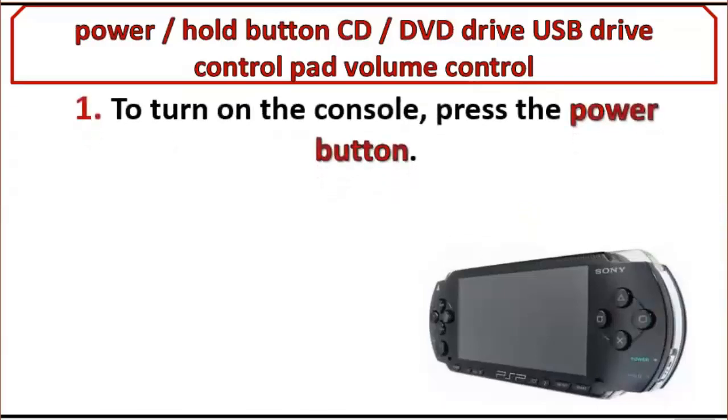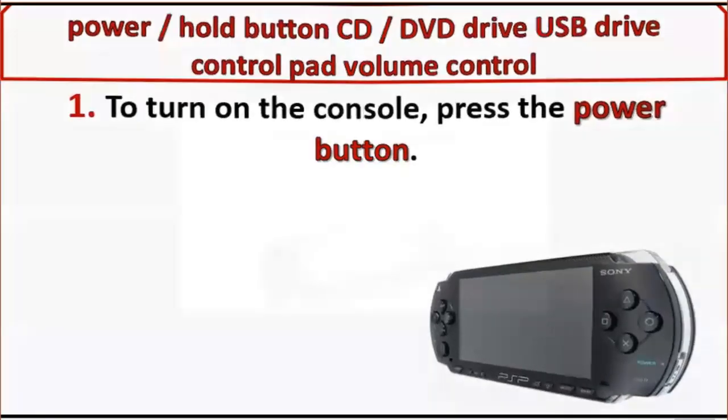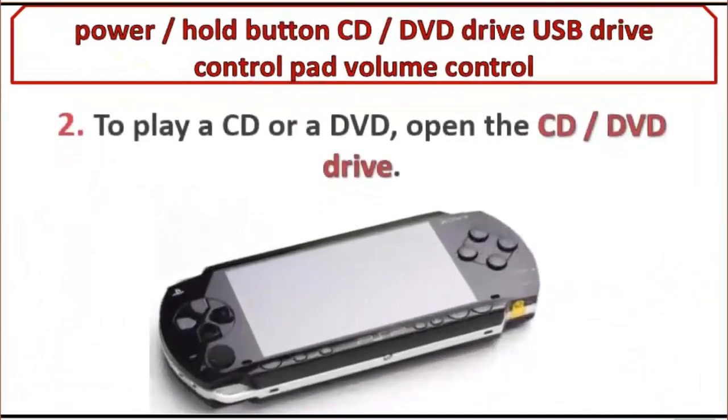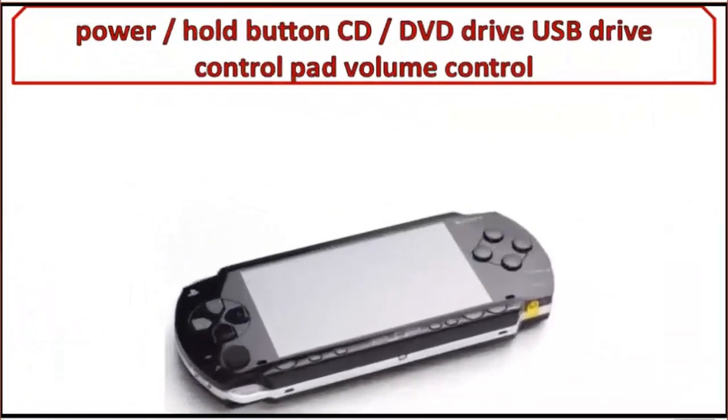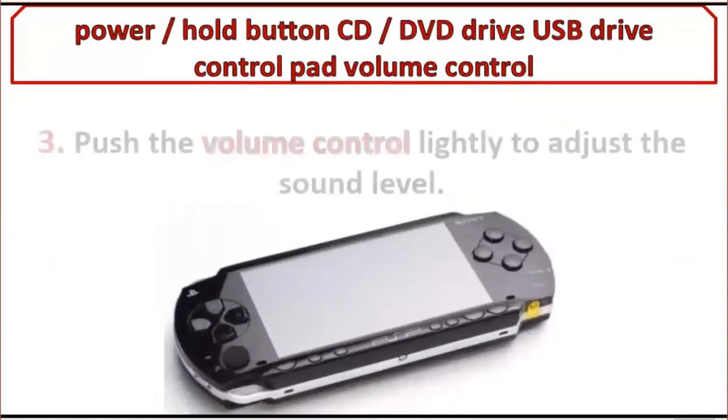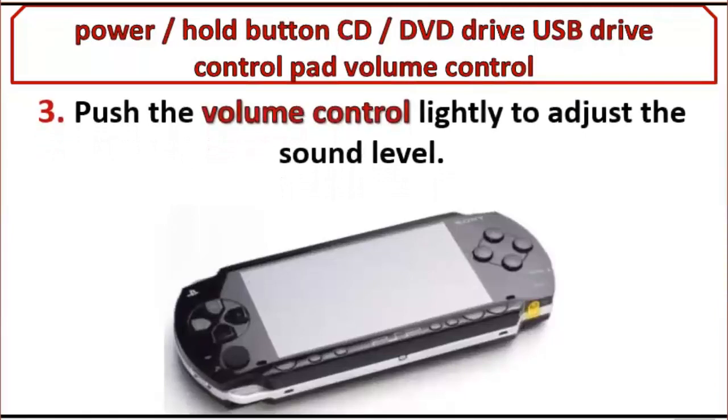The first sentence says, to turn on the console, press the power button. You have to press the power button. The next one says, to play a CD or a DVD, open the, what would you open? The CD or DVD drive. Sentence number 3, push the volume control lightly to adjust the sound level. If you want to adjust the sound level, then you would push the volume control.